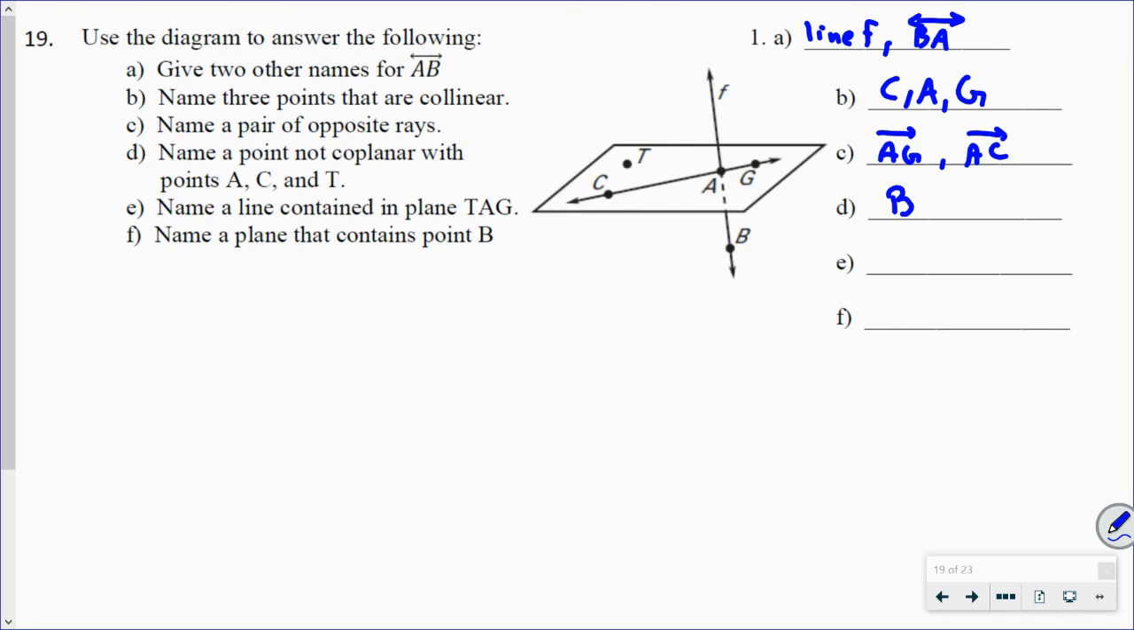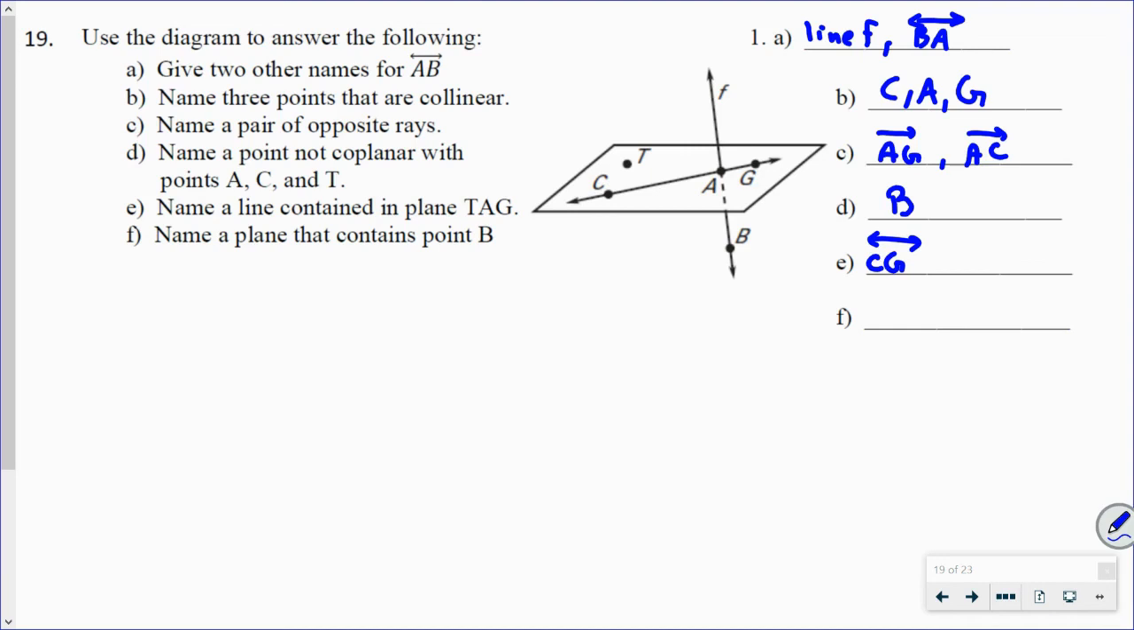Name a line contained in plane TAG. Contains means on, inside or on the plane. So TAG, the line there, again, we've got quite a few names that we can do with that line. CG. Okay, you could say line CG, line GC, line AG or line AC. You can use any two letters on that line to name it. We most often use the furthest two points out, which is why I use C and G. Most often we use those two, but you could use A if you wanted.